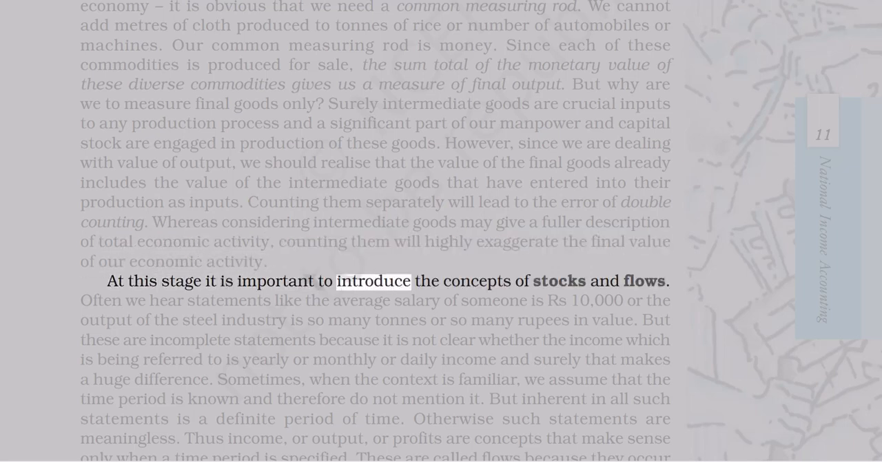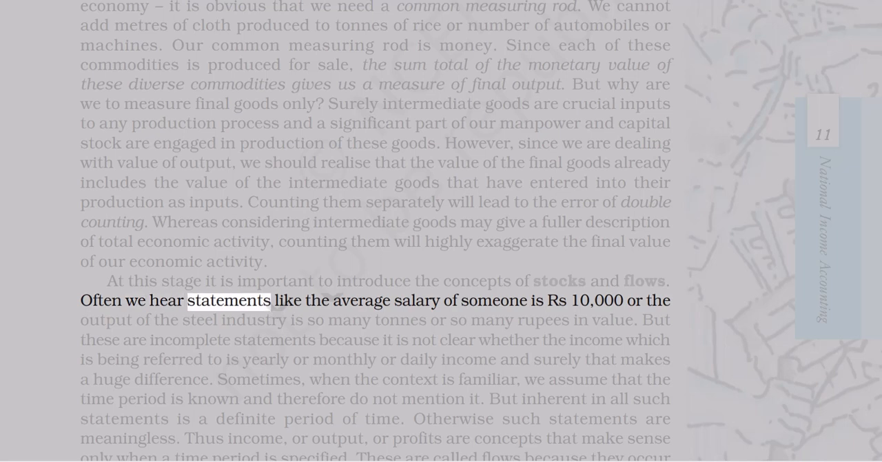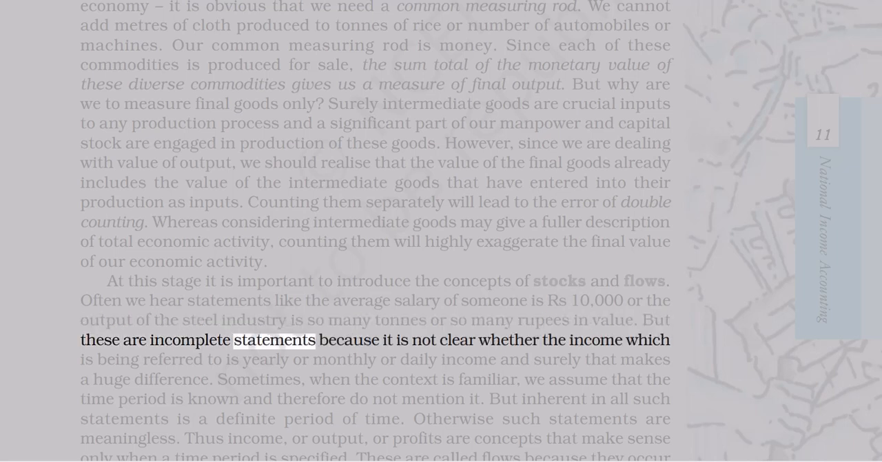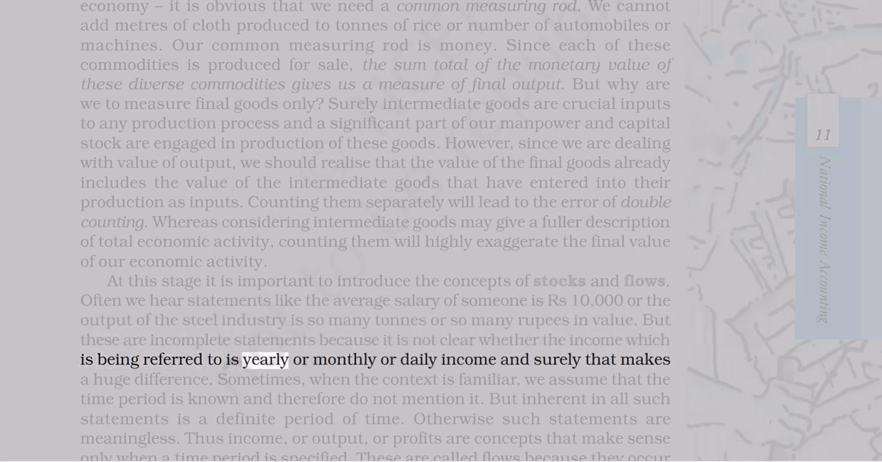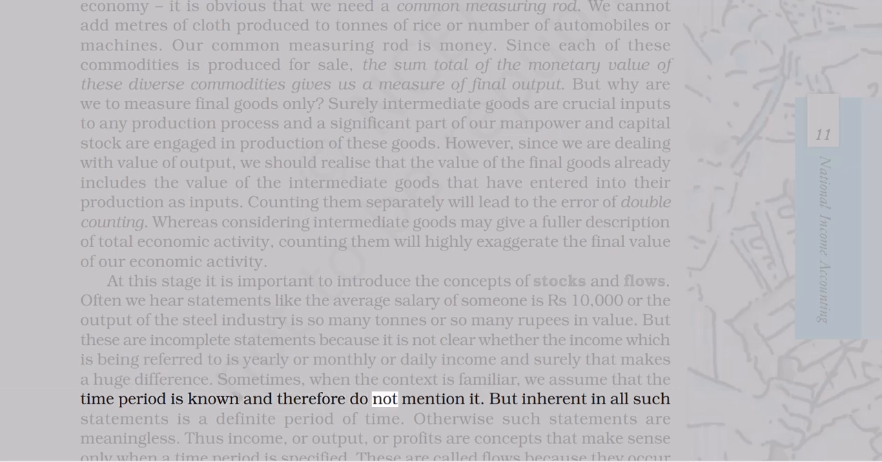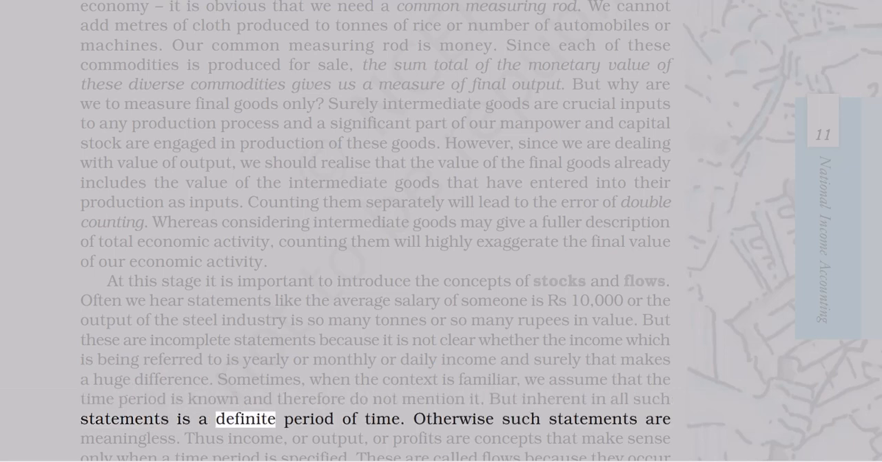At this stage, it is important to introduce the concepts of stocks and flows. Often we hear statements like the average salary of someone is 10,000 rupees, or the output of the steel industry is so many tons, or so many rupees in value. But these are incomplete statements because it is not clear whether the income, which is being referred to is yearly or monthly, or daily income, and surely that makes a huge difference. Sometimes, when the context is familiar, we assume that the time period is known and therefore do not mention it. But inherent in all such statements is a definite period of time.